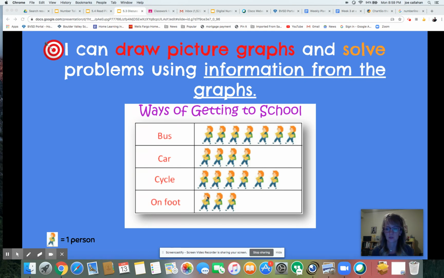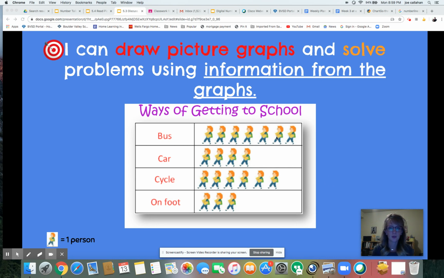What is the answer? So first question, how many total kids did Miss A interview or survey? How many total kids did I survey and ask how they get to school? How many total kids all together did I ask and survey for how they get to school? That's right, 20. How did you figure that out?